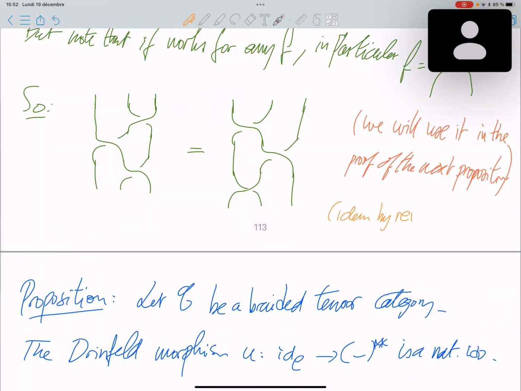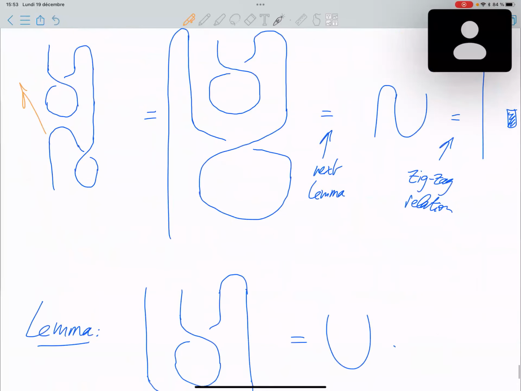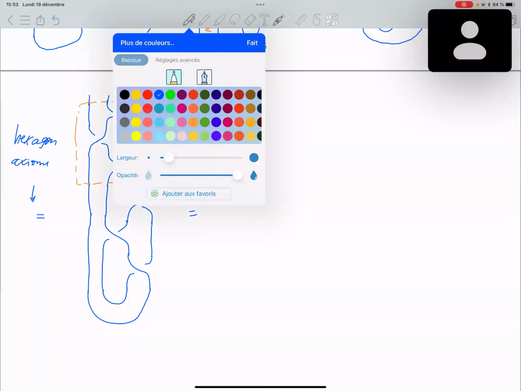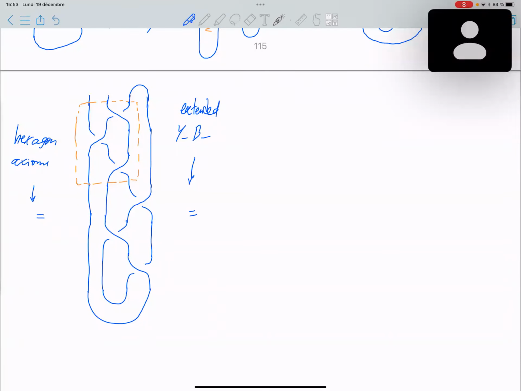Idem by reversing every braiding. Anyway, so what you get is the following. This braiding will go here, and then we'll have these two shifted here. So 1, 2, 3, 4. We start with this braiding, and then the two others.